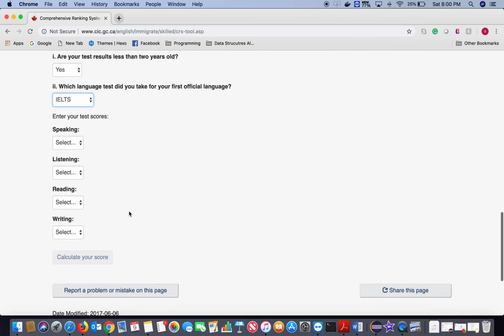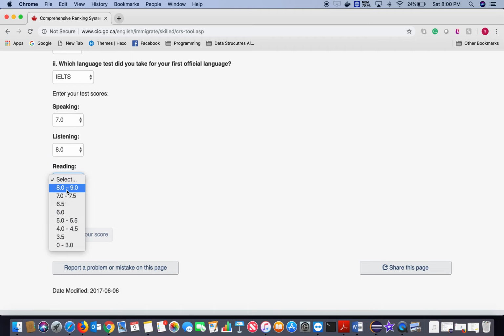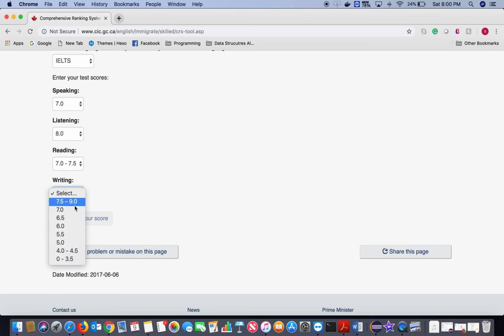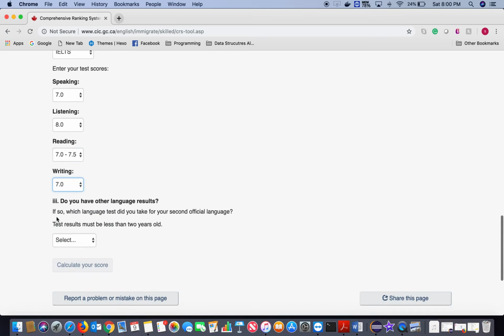And here is where you have the test score. You have 4 sections within the test: speaking, listening, reading, and writing. For that, you have to select the score that you have obtained in your IELTS exam. So we will select band 7 for speaking. Let's go with listening, and let's assume that you have a score of 8. Reading, where you have a score of 7 to 7.5. And writing, which, let's say, we'll again go with 7.